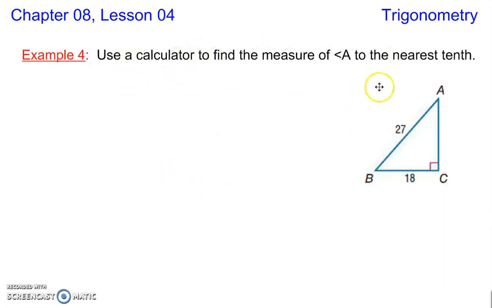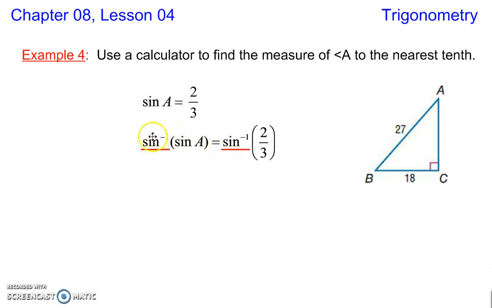Let's try to find the measure of angle A to the nearest tenth. Here's angle A, and we know the opposite side and the hypotenuse. So for opposite to hypotenuse, we can use the sine. So 18 over 27, and that simplifies down to 2/3. Now, remember, we want to do the inverse sine of 2/3 to find the angle.